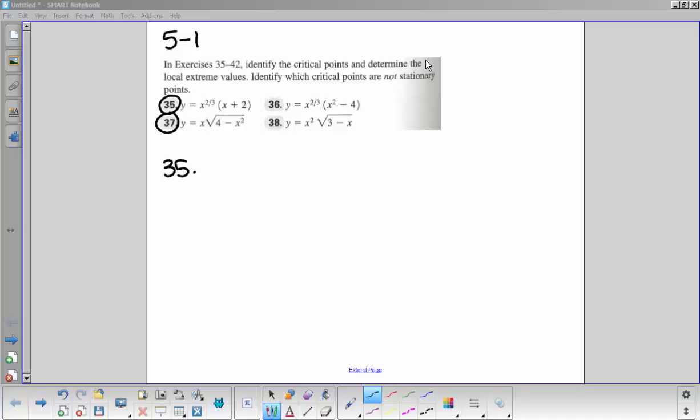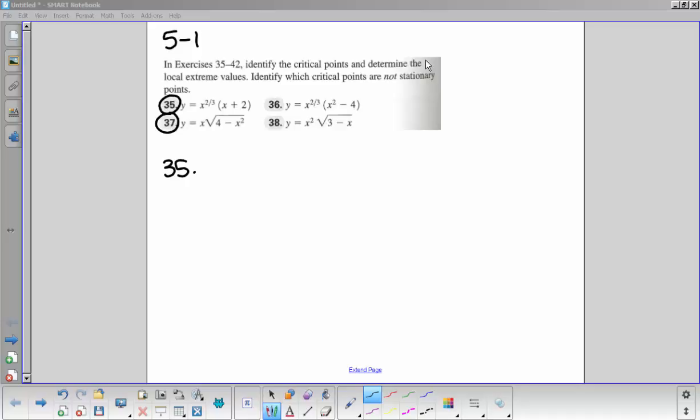The question is, identify the critical points and determine the local extreme values. Identify which critical points are not stationary points. Now, not stationary means they are moving, right? Well, f prime is undefined. So you have stationary points where the derivative is equal to 0, and not stationary points is where the derivative is undefined.